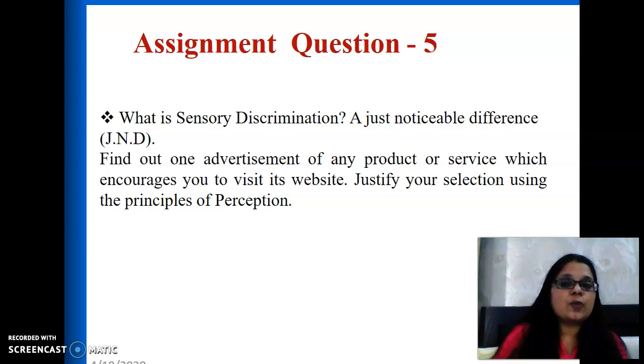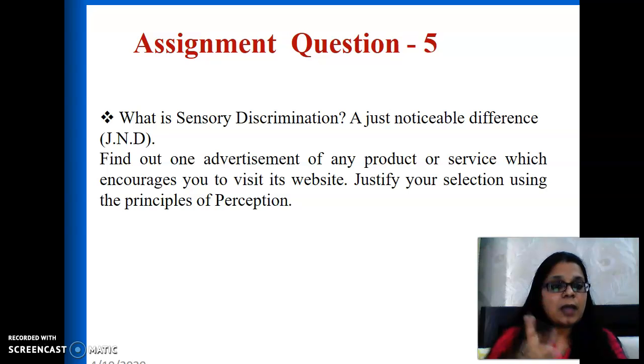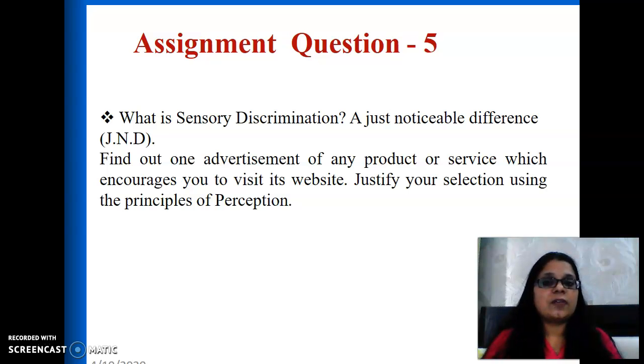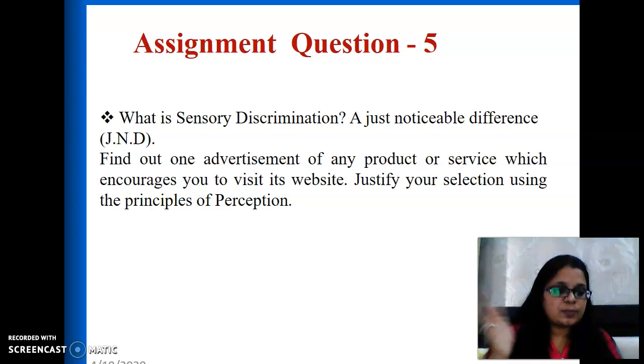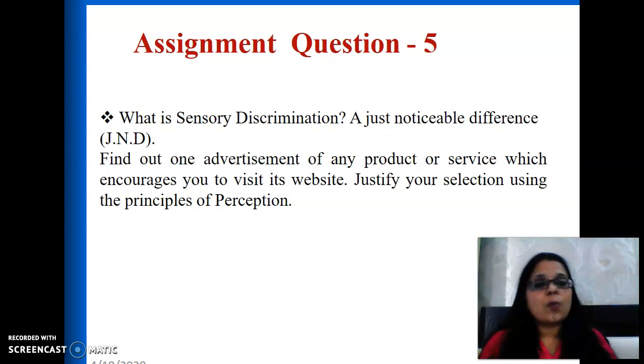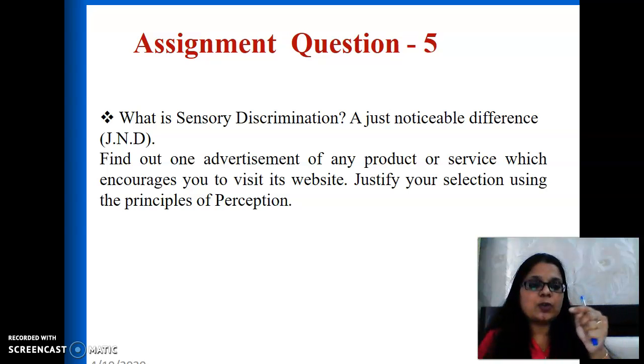So here are some questions for you. Whatever we have covered till now, you should go through the application-oriented questions, where you are able to understand how consumers are using this specific concept. That is, what is sensory discrimination, a just noticeable difference, and find one advertisement of any product or service of your choice which encourages you to visit its website. Any of the specific ads you have gone through in previous days which actually provoked you to visit a specific website, and how can you justify your selection? What is one thing you liked in the ad which actually provoked you to go to the website and look for further detail?